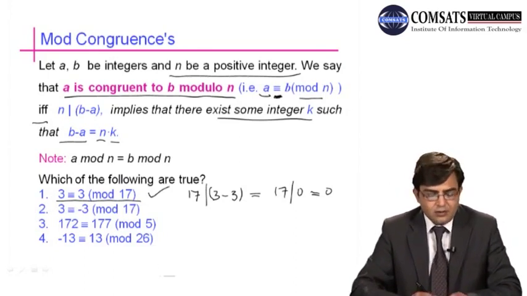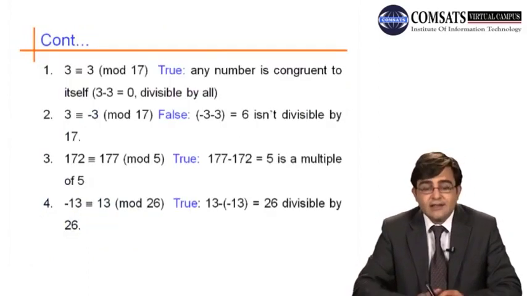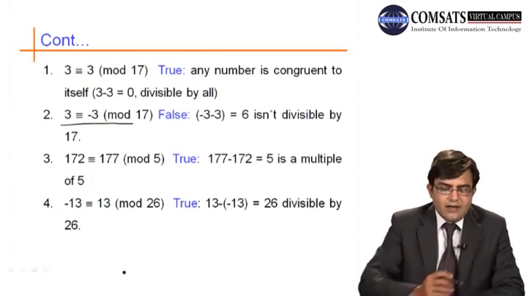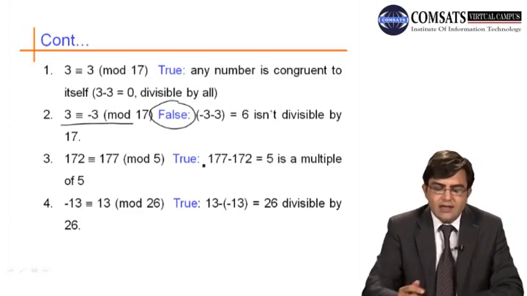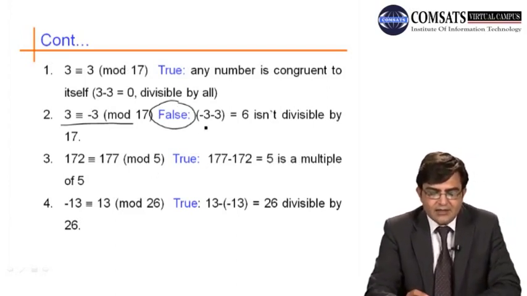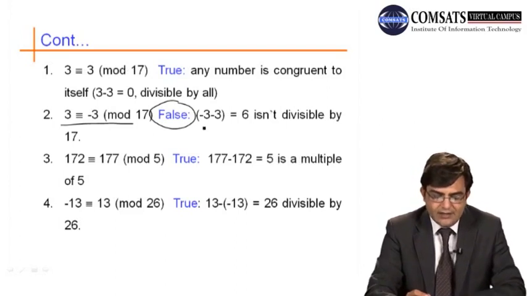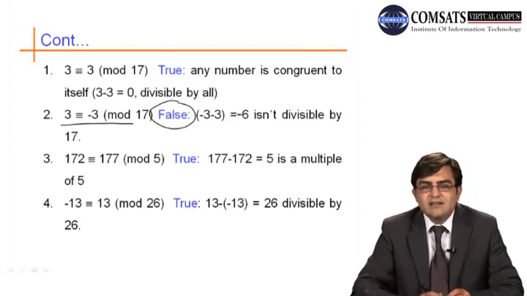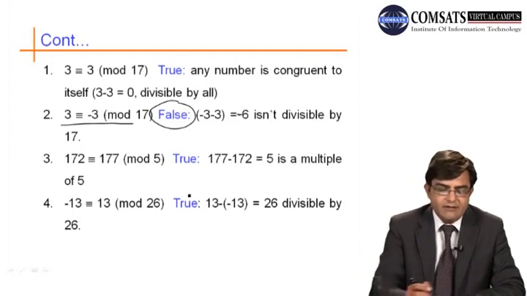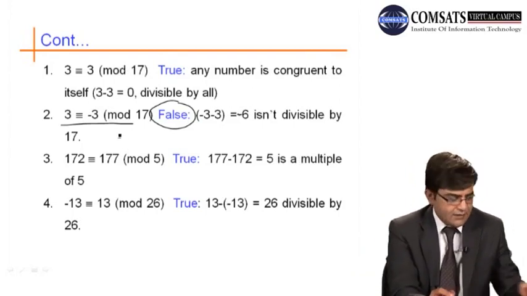The next is 3 is congruent to minus 3 mod 17. We can see the solution on the next slide. 3 is congruent to minus 3 mod 17 is false. This is false because, basically this is b minus a, so minus 3 minus 3 is basically minus 6 here, and minus 6 is not divisible by 17. So 3 is not congruent to minus 3 mod 17.